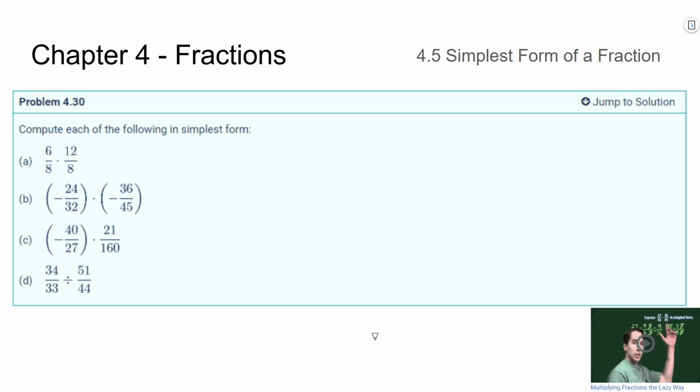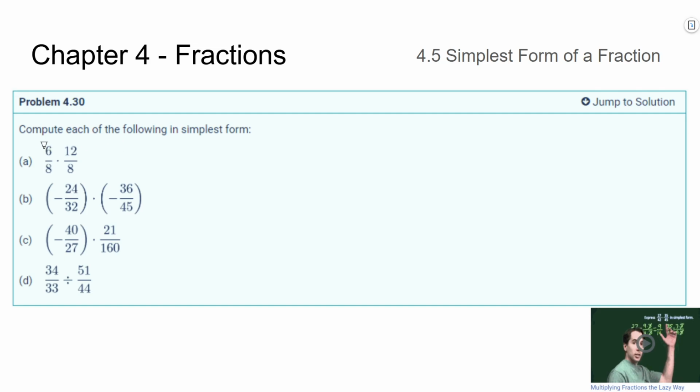All right, compute each of the following in simplest forms. This becomes a lot easier if we first simplify these fractions before we multiply. So let's go ahead and do that. So 6 over 8, let's see, we can cut it in half. It would be 3 over 4, and I think that's simplest form.